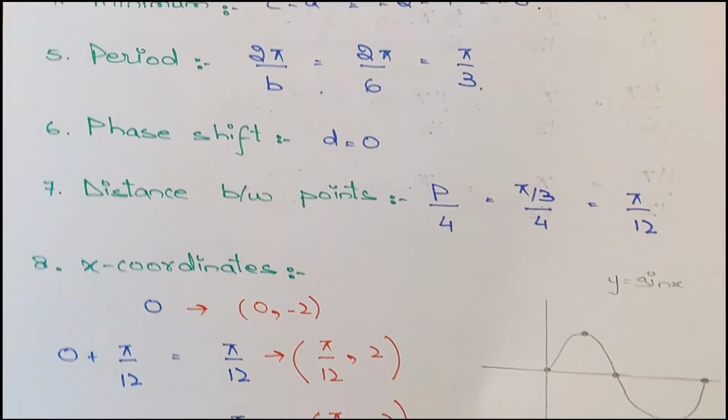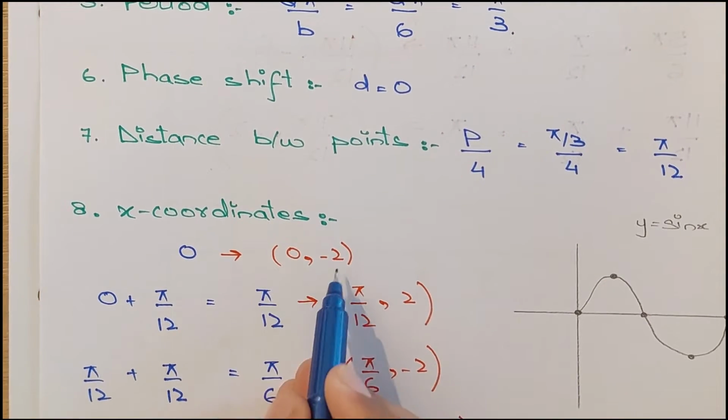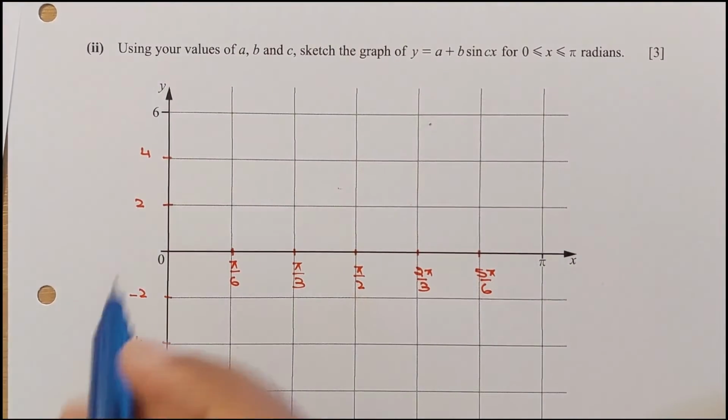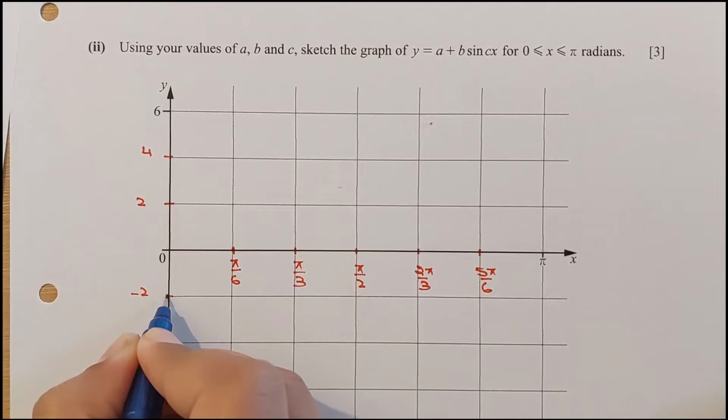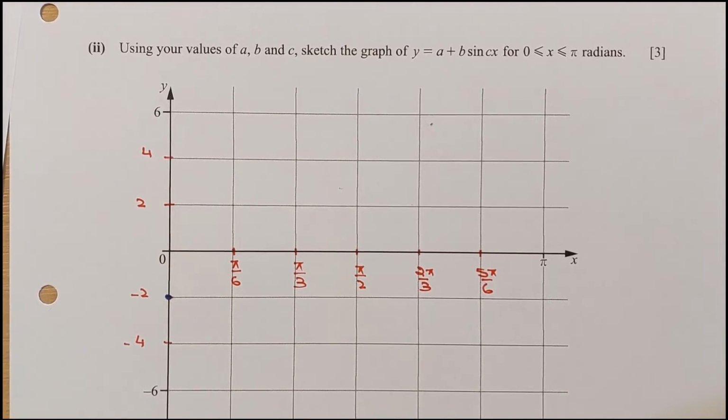So the first point, we have the first coordinate is 0 and minus 2. So x is 0, y is negative 2. This is my first point, right?